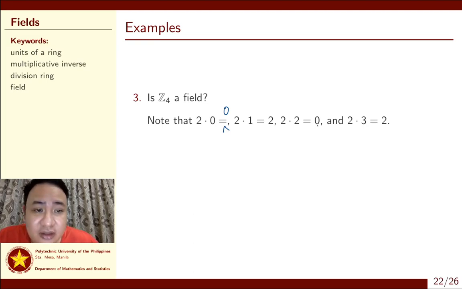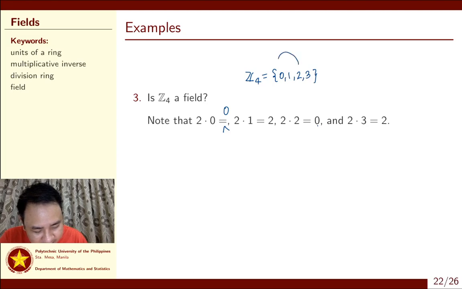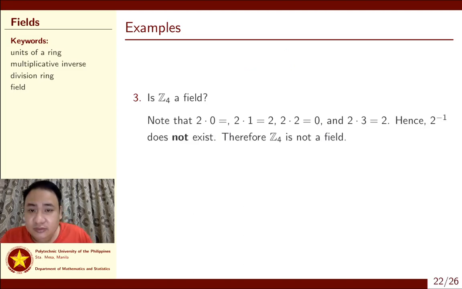Ang 2 times 3 ay 2. Ang product ba ng 2 with any ay naging 1? Ever? Naging 1 ba? 2 times 0, 0, 2 times 1, 2, 2 times itself, 0, 2 times 3 is 2. Naging 1? Never, di ba? So, ibig sabihin si 2 ay walang multiplicative inverse. Kaya nga, 2 inverse does not exist, therefore Z sub 4 is not a field.